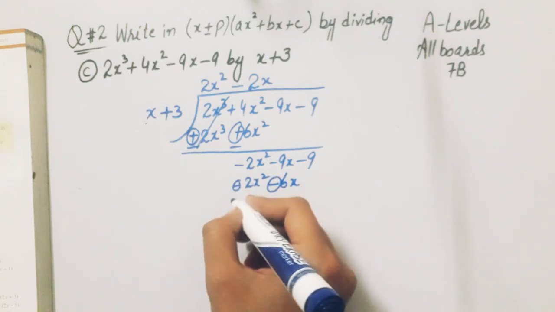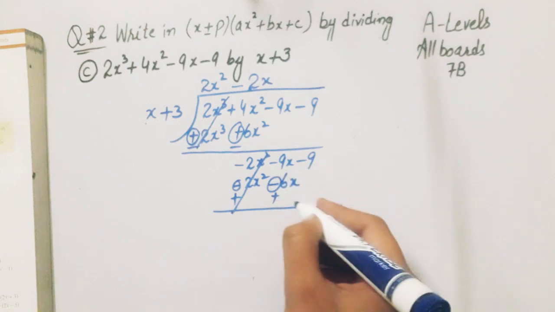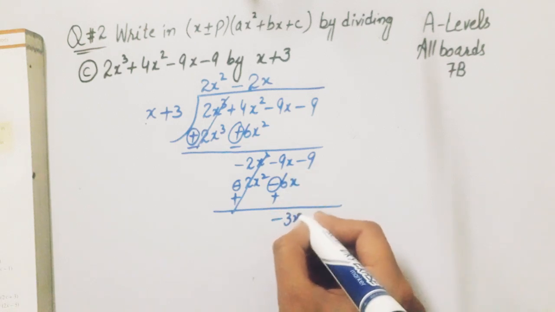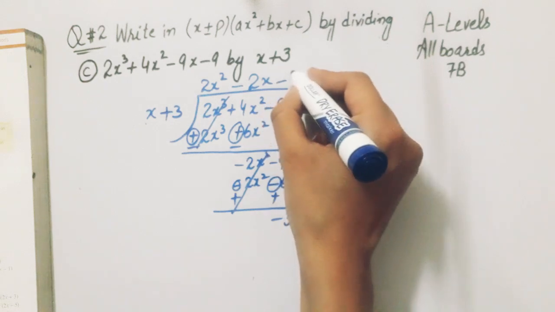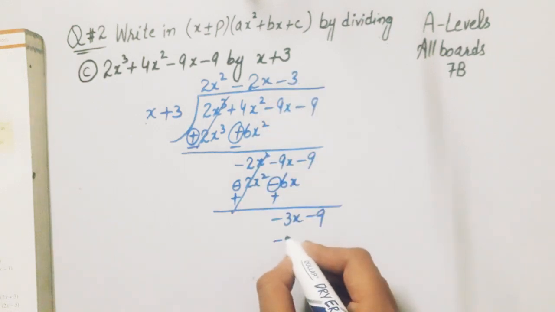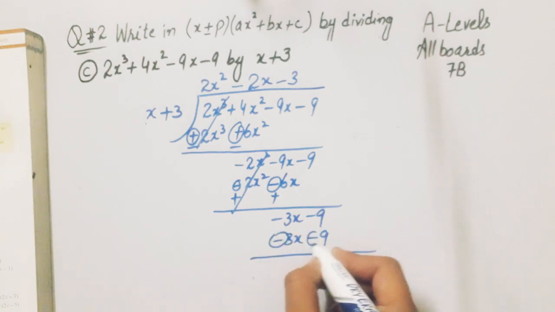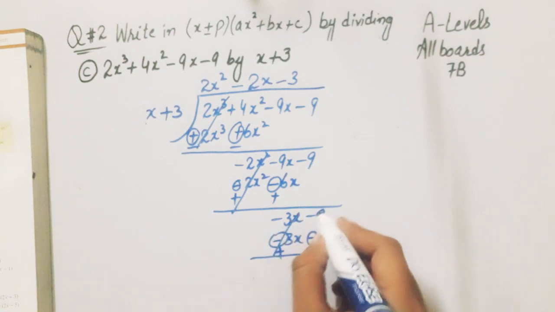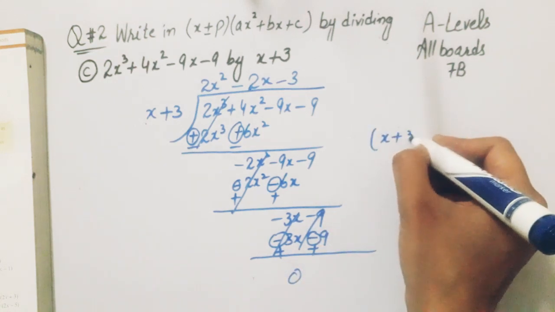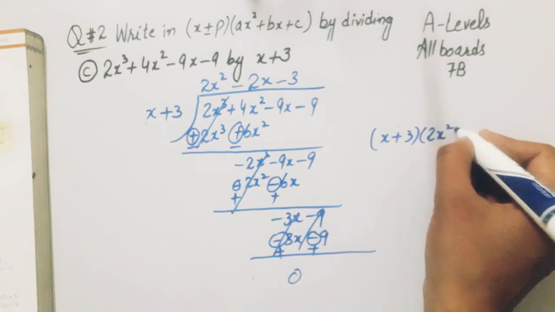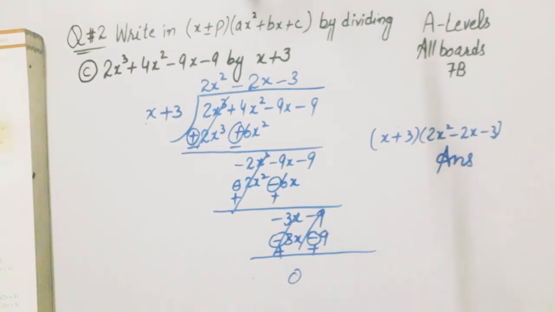Change the old signs and we will get new signs. So this term is cancelled, and minus 9x plus 6x is minus 3x, minus 9. So to make x into minus 3x, we will multiply this by minus 3 and have minus 3x minus 9. Change the old signs and we will get the new signs that are cancelled out, and the factors of this question are x plus 3 and 2x square minus 2x minus 3. This is the final answer of this question.